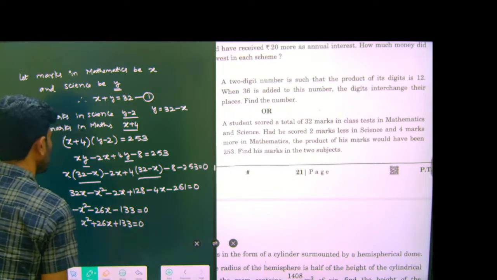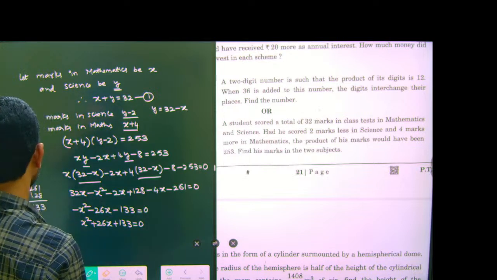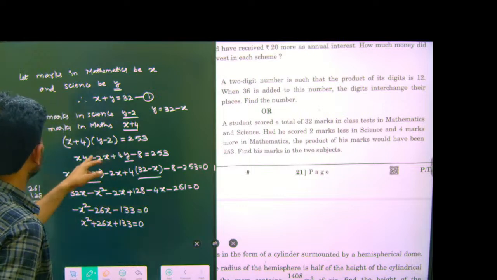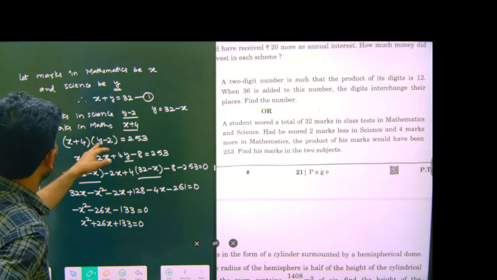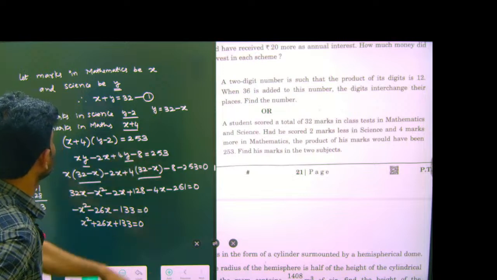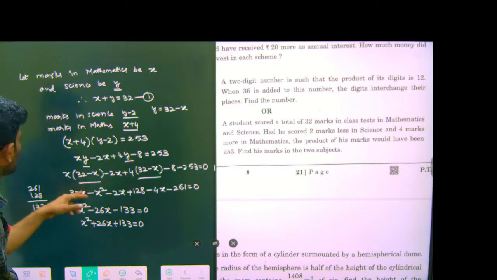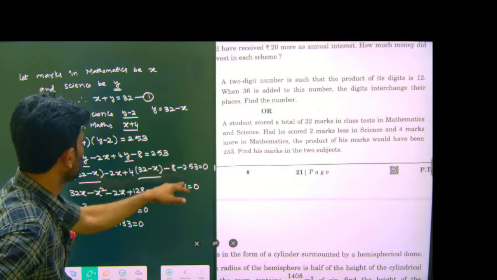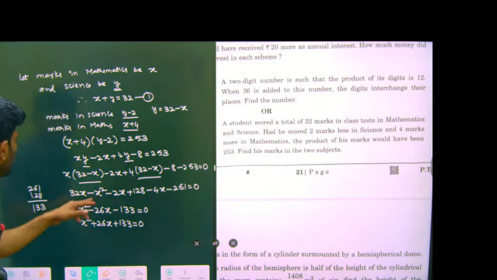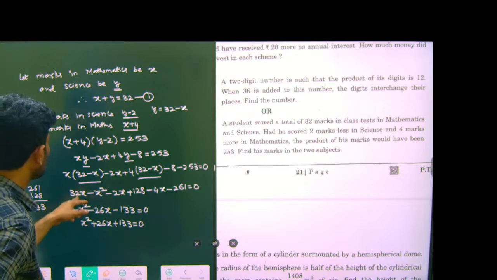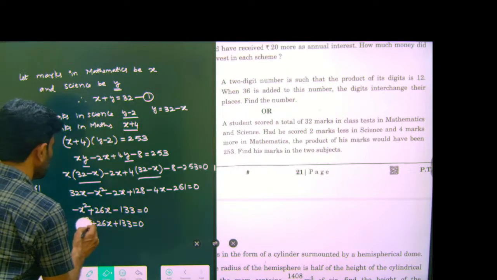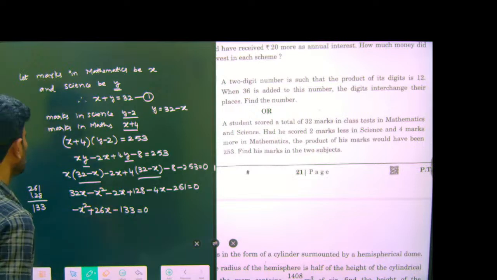I have to recheck it again. Are we doing it correct or not? x plus 4 into y minus 2 is equal to 253. Then xy minus 2x plus 4y minus 8 is equal to 253. And 32 minus x I substituted: 32x minus x square minus 2x plus 128 minus 4x minus 261 is equal to 0. Okay, minus x square, then 32 minus 2 minus 4 minus 6, 32 minus 6, okay, it is plus 26. If it is plus 26, here what happens? So you should be careful. You have to recheck it again.